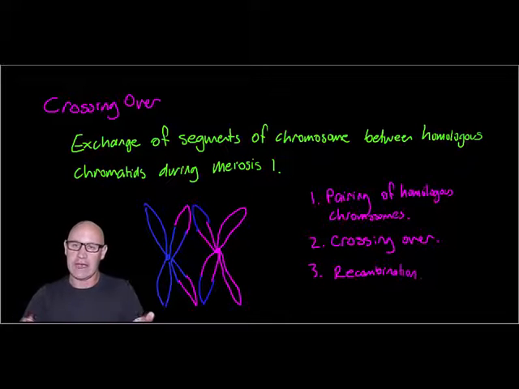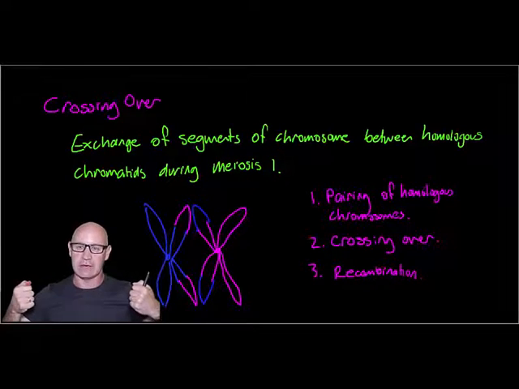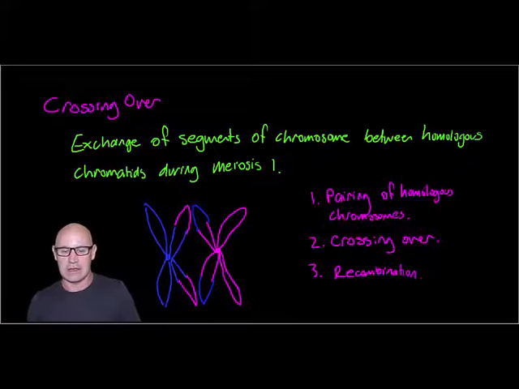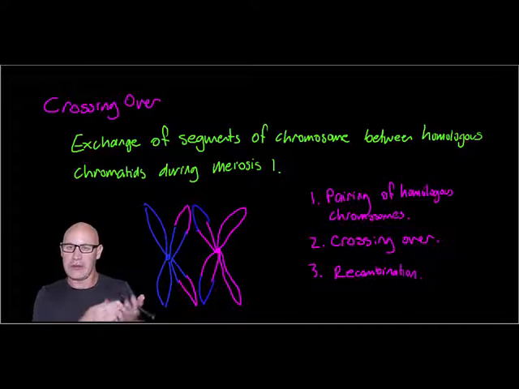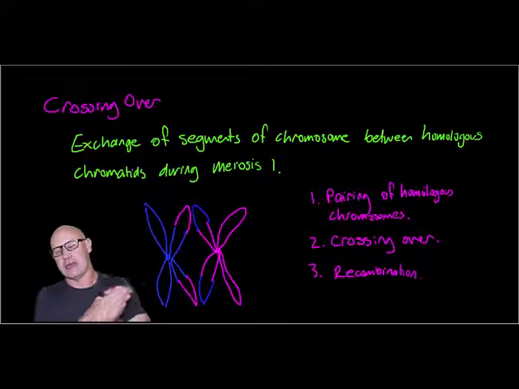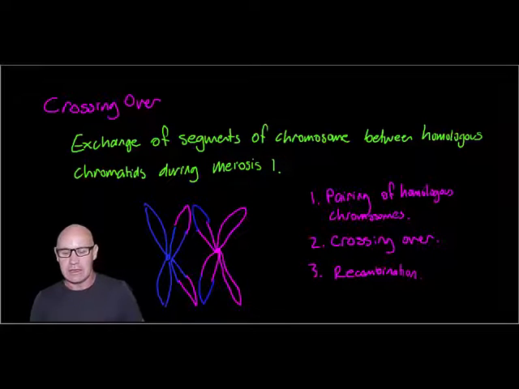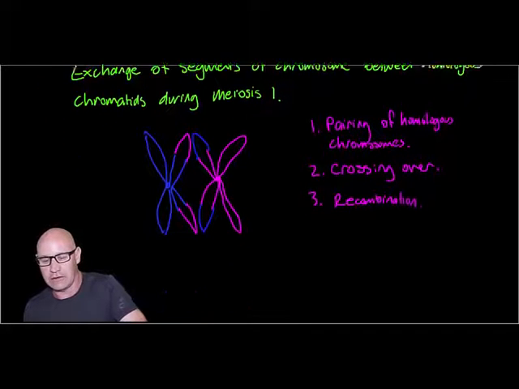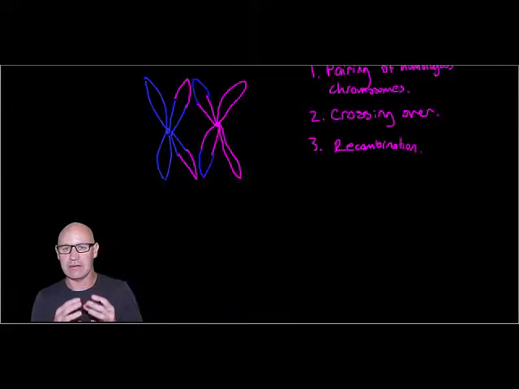So then at the end of meiosis 1, where these 2 homologous chromosomes separate, we now have some of each of the chromosomes. So some of the mother's chromosome, some of the mother's genes are now with the chromosome from the father. So what crossing over allows is that the offspring has a different genotype to the parents.